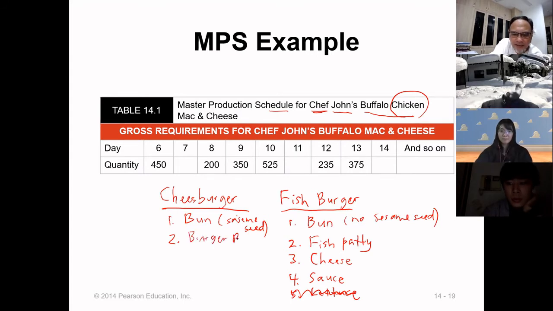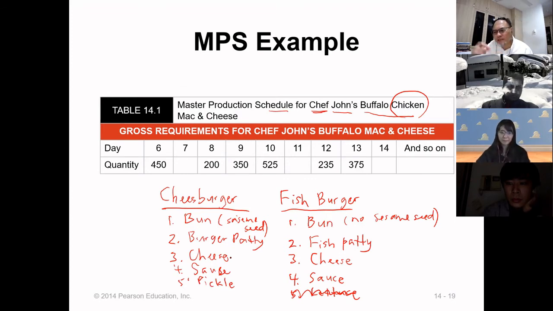And then burger patty, cheese, sauce, and there is pickle, right? Do you know pickle? The sour taste, green. So this is, just for example's sake, 5 items, 5 components, 4 components. Okay.